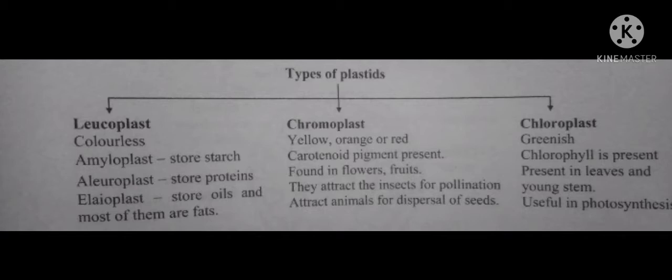Now chloroplast, that is the green color pigment, and it is very important in photosynthesis, where plants synthesize their own food material with the help of photosynthesis. So chlorophyll is present mostly in the leaves and the young stems.